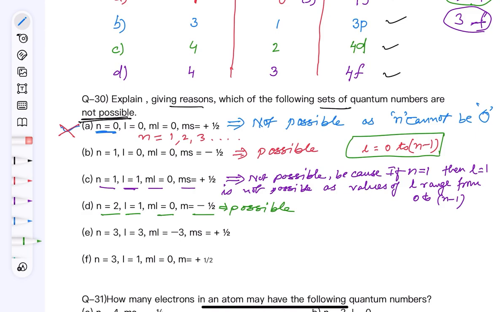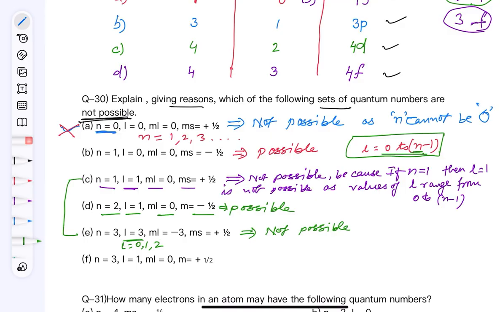Now E, when you look at, it is exactly like the C. When n is 3, L can't be 3, because L will be 0, 1, 2 only, using again this formula. When you put the value of n as 3 here, then 3 minus 1 will be 2. So L value can be 0, 1 and 2 only. So 3 is not possible. So again this is not possible, and the reason is what you have written in your C point. If n is 3, L cannot be 3.